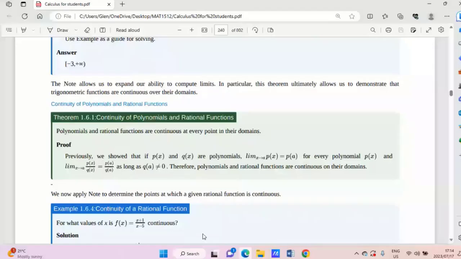This is the first one, and then the others are below. Now, what are we saying in this one? For what values of x is f of x, which is equal to x plus 1 over x minus 5, continuous? Anyone?